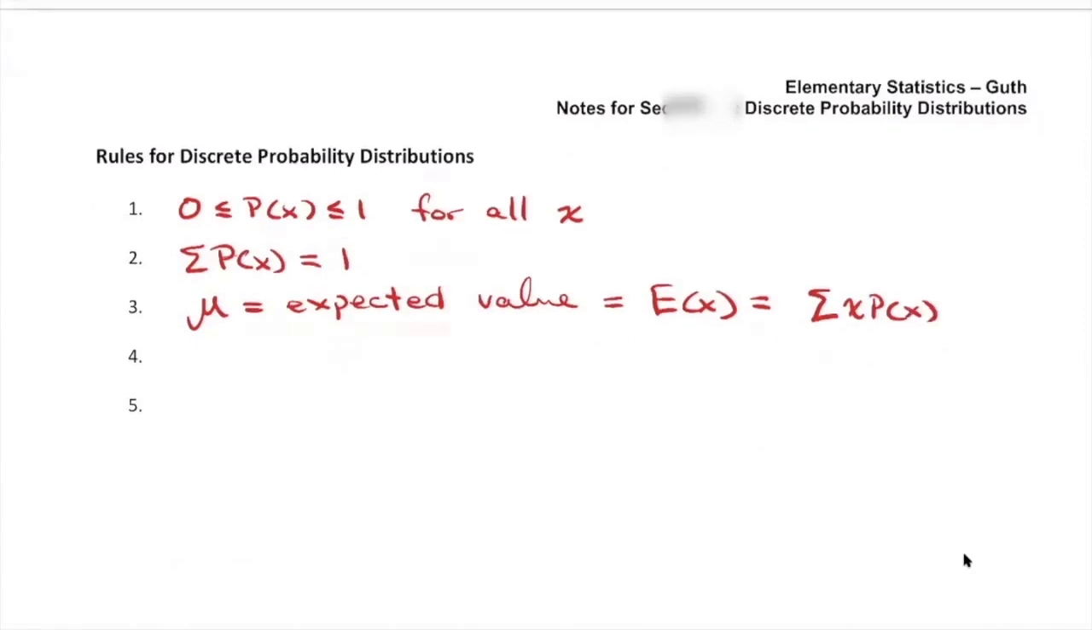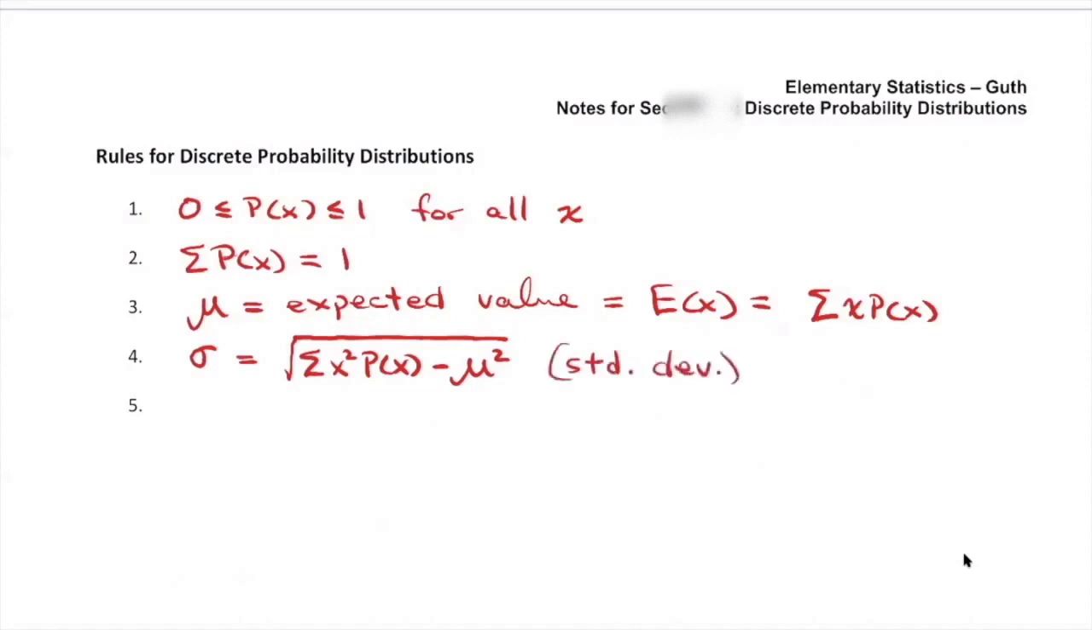And then the standard deviation is sigma. Okay, sigma doesn't have a special notation, it's just the standard deviation. And so the formula is, as it was, sum of x squared p of x minus the mean squared, like that. So standard deviation. I'll make some more notes into this. So the mean expected value is also known as the mean.